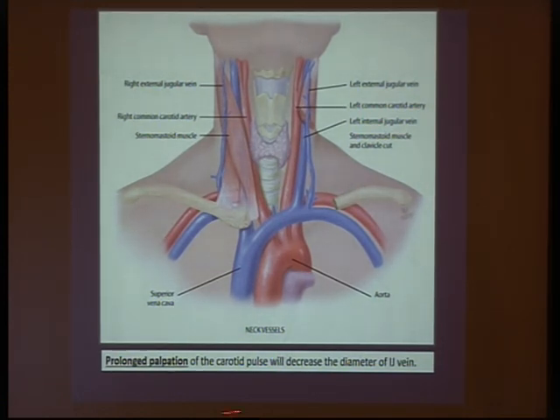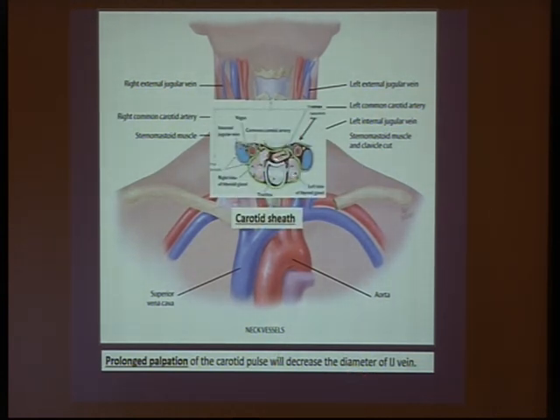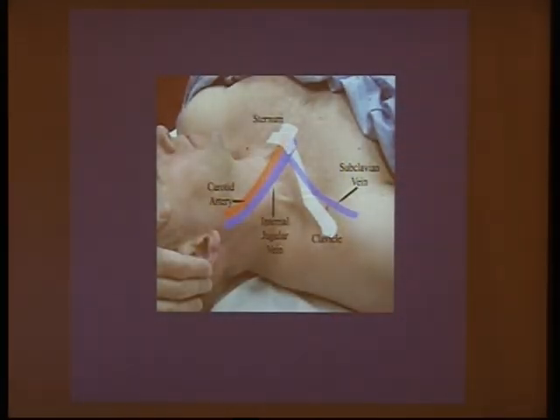Another important point is that prolonged palpation of carotid pulse will decrease diameter of the vein. This is astonishing because we are palpating the pulse, and this should not affect the vein. However, because artery and vein are included in the carotid sheath, palpation of the artery might also affect the size of the vein. This is the vein on the lateral side, and this is carotid artery on the medial side.